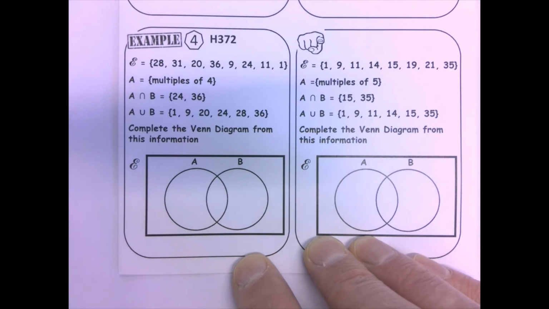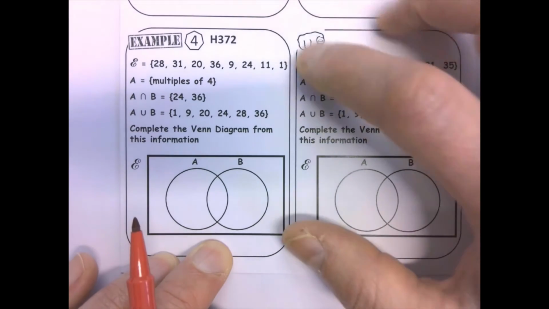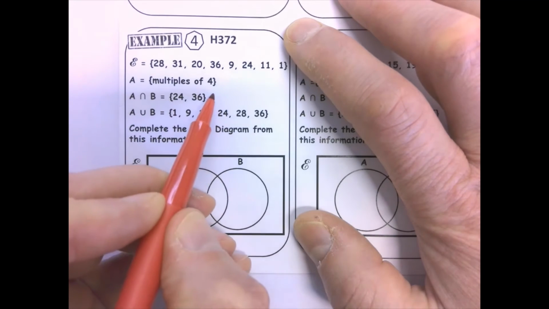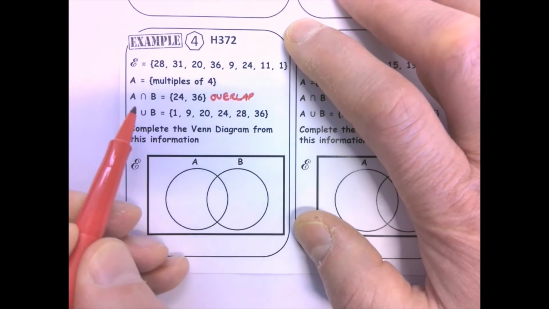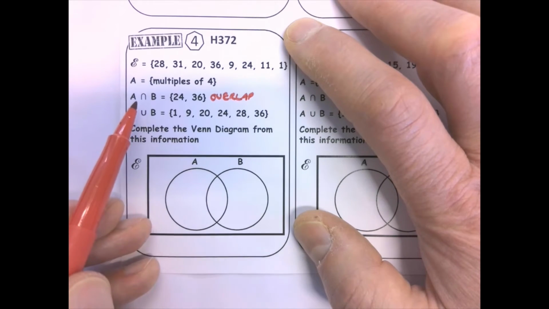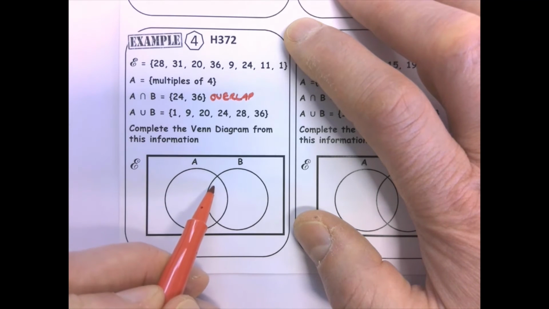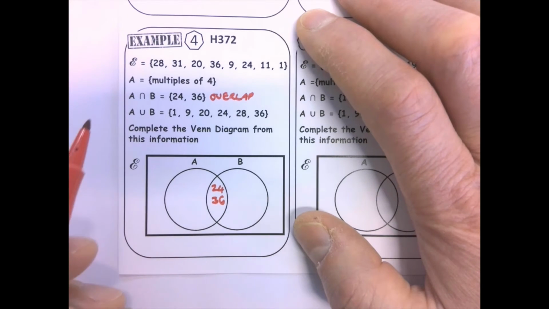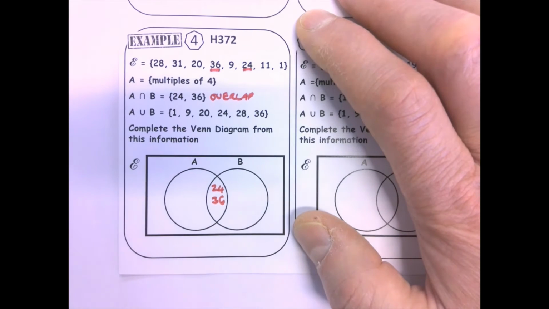Complete the Venn diagram. Okay, so we need to go through this and just decide what's going on. But before we even start, we know that the overlap, which is this upside down U, well, this N-shaped thing really, isn't it? It's the overlap, so 24 and 36 must be in the overlap because that's what it says. Okay, so let me just cross them out from the top, right? 24, 36, I've got them in the circle, as the case is.